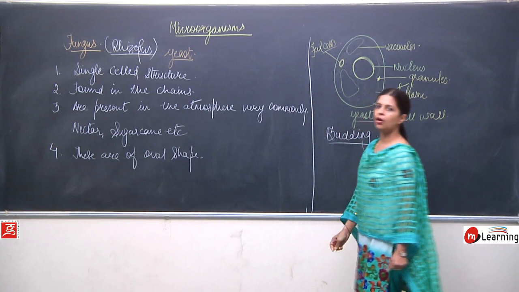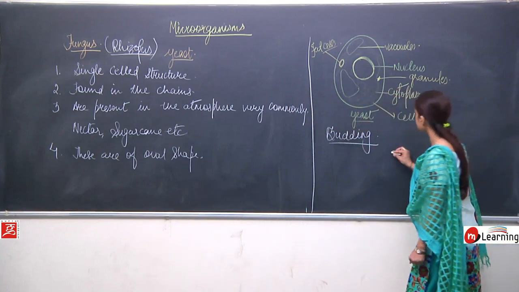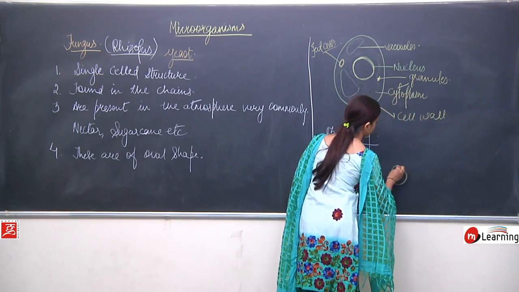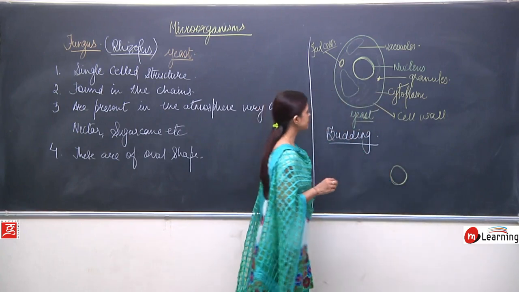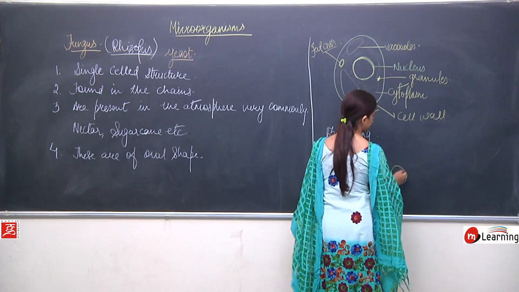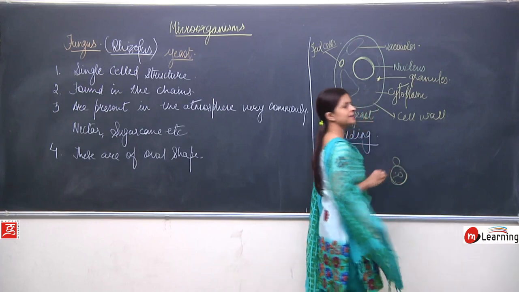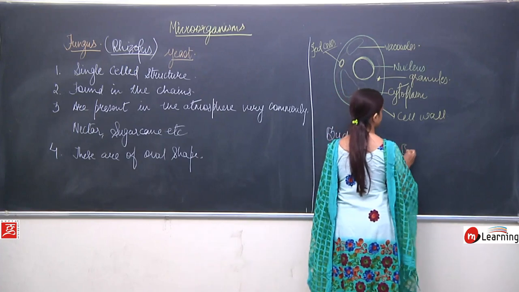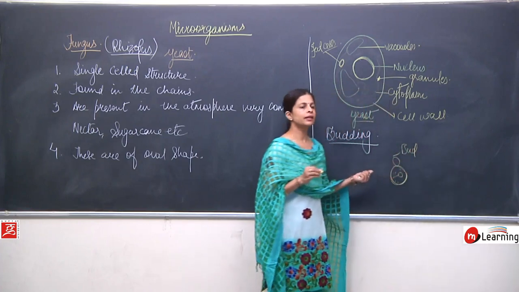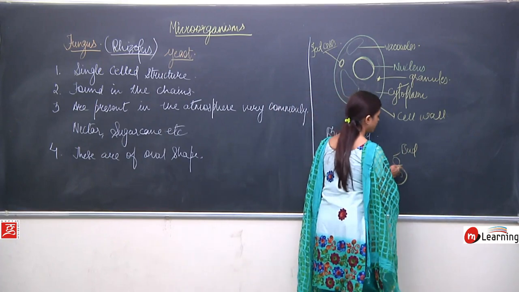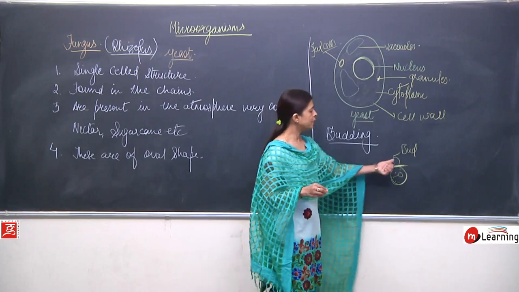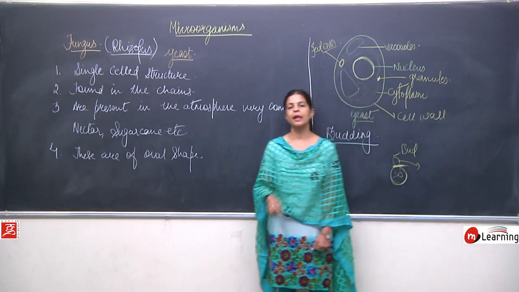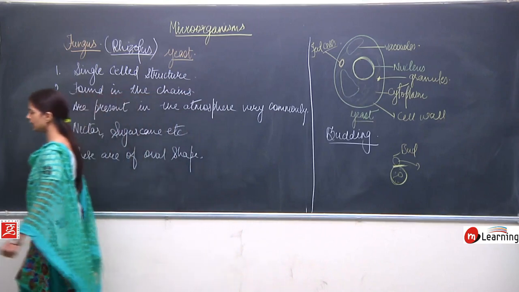Now what is the meaning of budding, and how does budding take place? Suppose this is the structure, here we have one cell. On this cell of the yeast, all these structures are there. Certain small bud-like structures will be formed. I can name this a bud, and this bud will get detached from this parent cell and will give rise to a new cell. I'm talking about the process of reproduction in yeast.